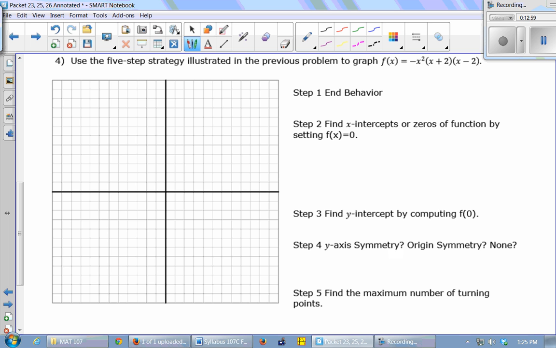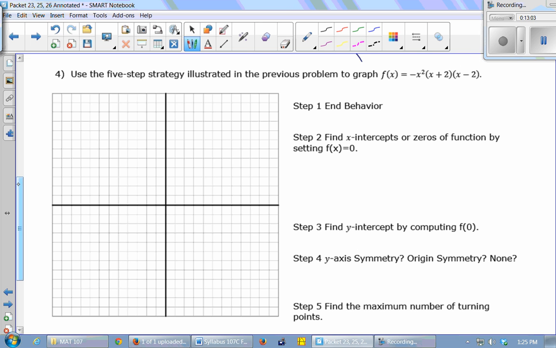Same exact 5-step strategy, except I've done some of the hard work for you already, in that I already factored the function. I already have it written in completely factored form. So you can jump right to finding the x-intercepts, and you go, oh, this is awesome because it's already factored. I'm just going to set each factor equal to 0. What's the catch? We'll see. I skipped the end behavior for a reason.